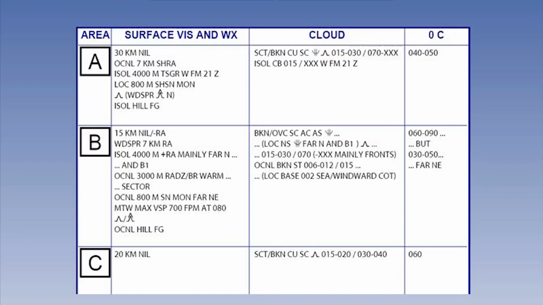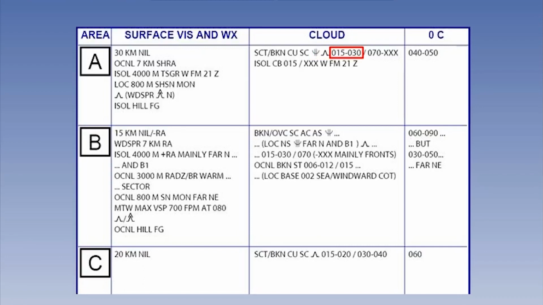Let's now fully decode the cloud information for Weather Area A. Generally, throughout the area, there will be scattered to broken cumulus and stratocumulus clouds. This will give rise to a risk of moderate icing and moderate turbulence within the cloud. For the icing layer, check the freezing levels for the area.